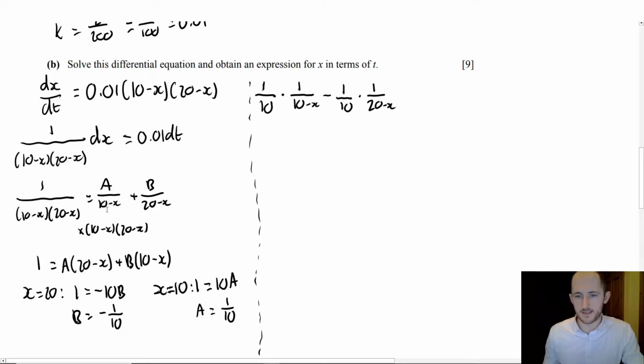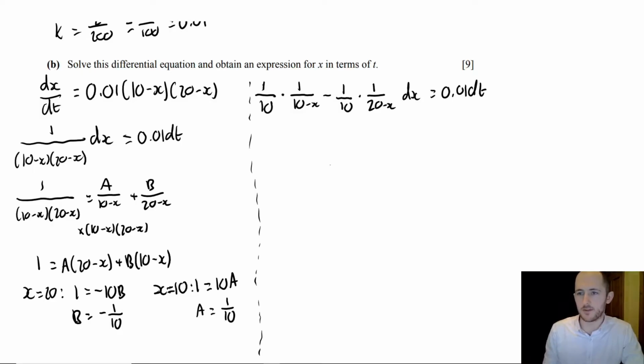So can you see that this is just where a and b are 1 over 10 and minus 1 over 10. I'm leaving these fractions in front because if I combine them into the fraction it can be a bit confusing. We're going to put them outside of the integral sign. And that's all with respect to dx equals 0.01 dt.